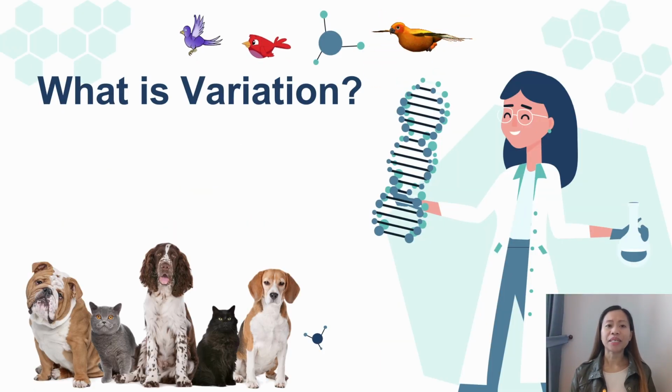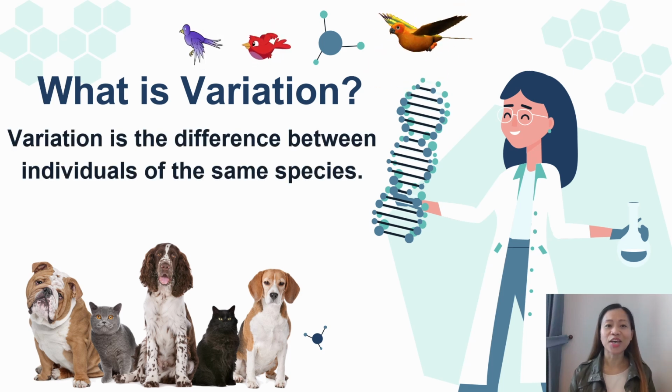Variation means differences we see between people or animals of the same kind. For example, in a class of students, you'll notice different heights, hair types, and even different accents. These are all examples of variation.